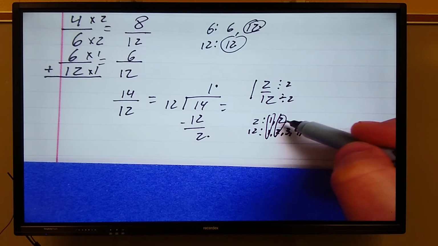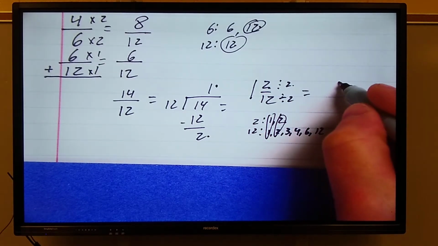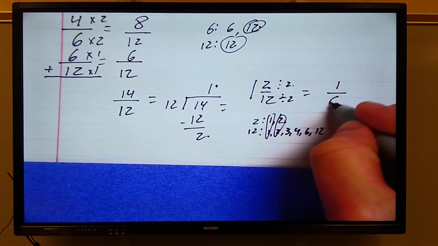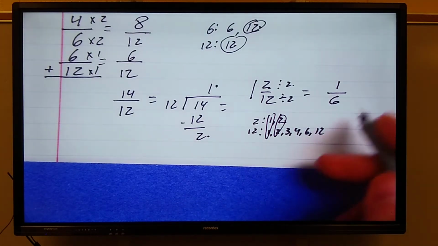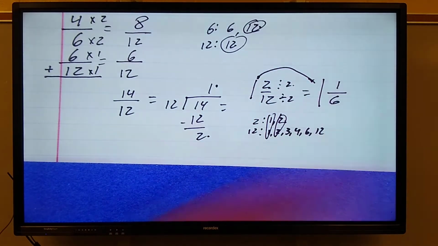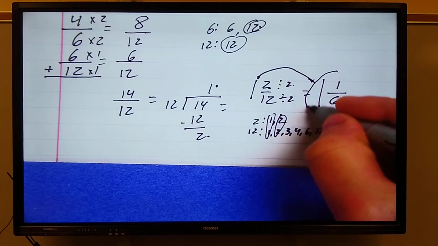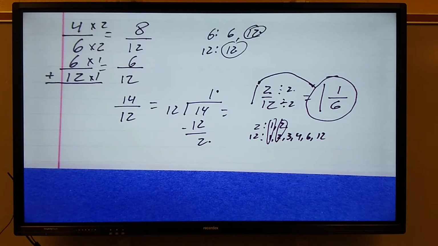I got to divide by 2. 2 is my greatest common factor. 2 divided by 2 is 1. 12 divided by 2 is 6. Now, this is not my answer because I must bring over my whole number. My answer is 1 and 1/6. And the truth shall set you free.